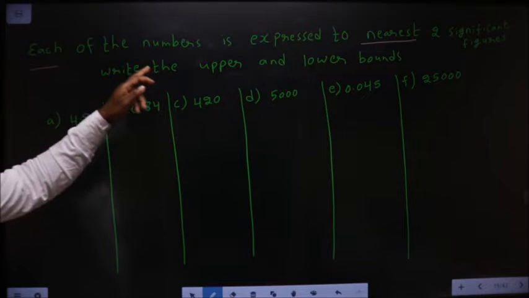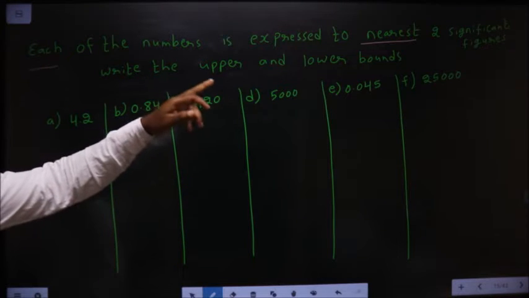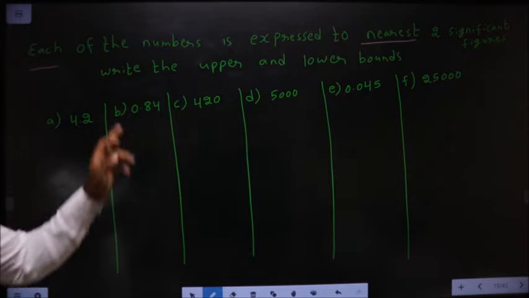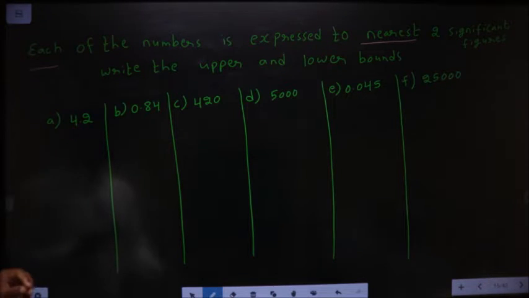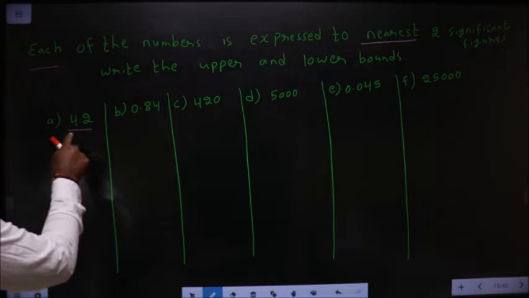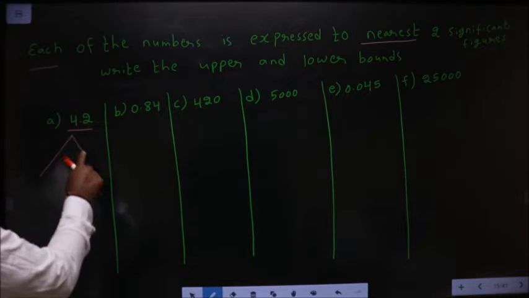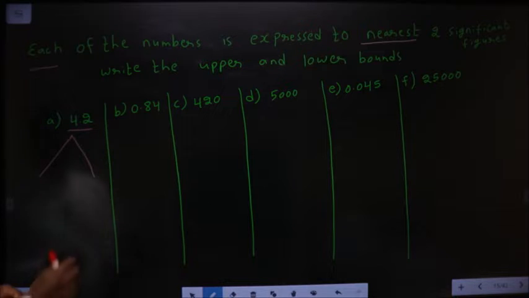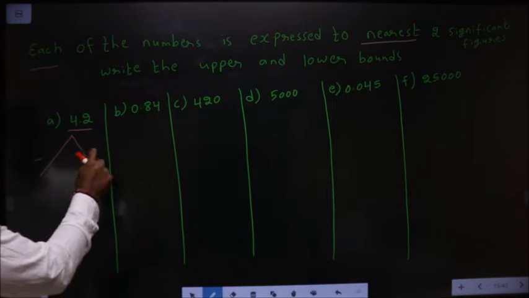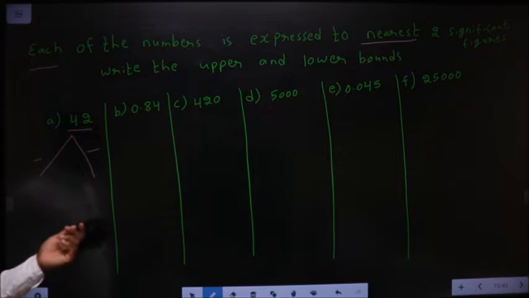Each of the numbers is expressed to the nearest two significant figures. Write the upper and lower bounds. Now see here. The first number is 4.2. I should write the lower bound and upper bound. So here I should decide what I should subtract and what I should add to get the lower and upper bound.